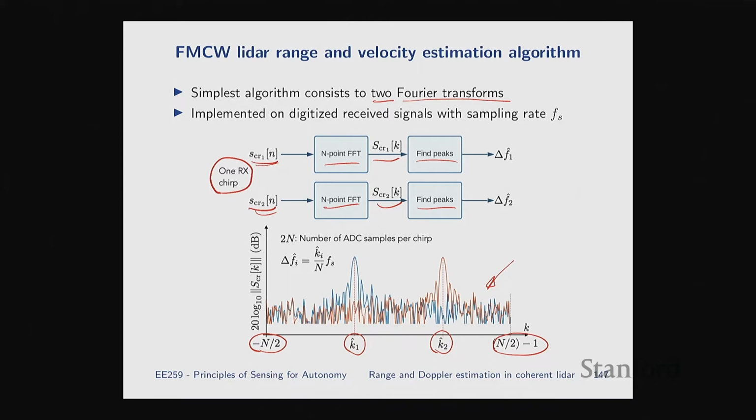And as we have done for radar, we can map the indices in the FFTs to the actual delta f frequency. So the delta f, the frequency corresponding to each of these peak indices, is just the k hat divided by the number of points in the FFT times the sampling rate.